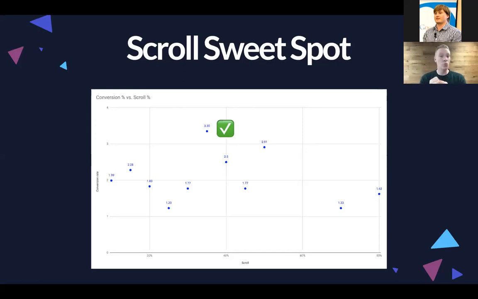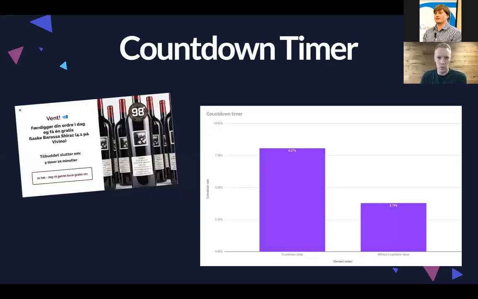I guess the reason why this works is because it's not too intrusive. It's not like showing right away, and it's not too far down either. So if you're showing it when people are like 95% down on your website, they might never see it. So that's the sweet spot on scroll.